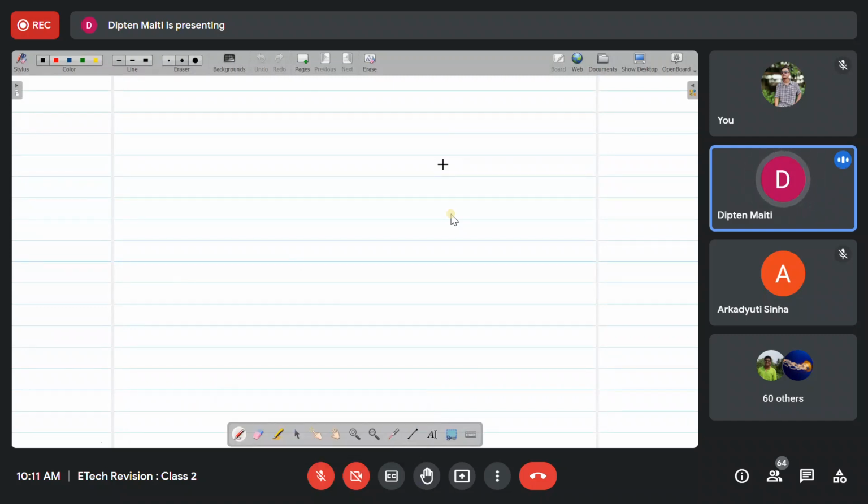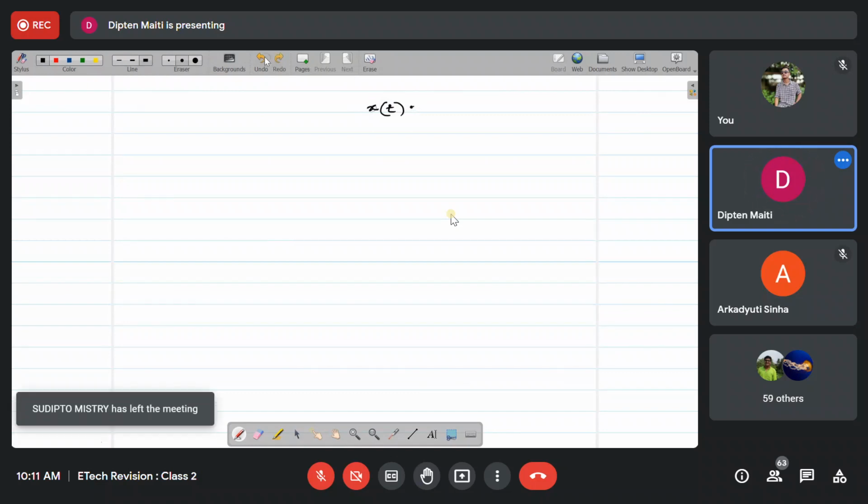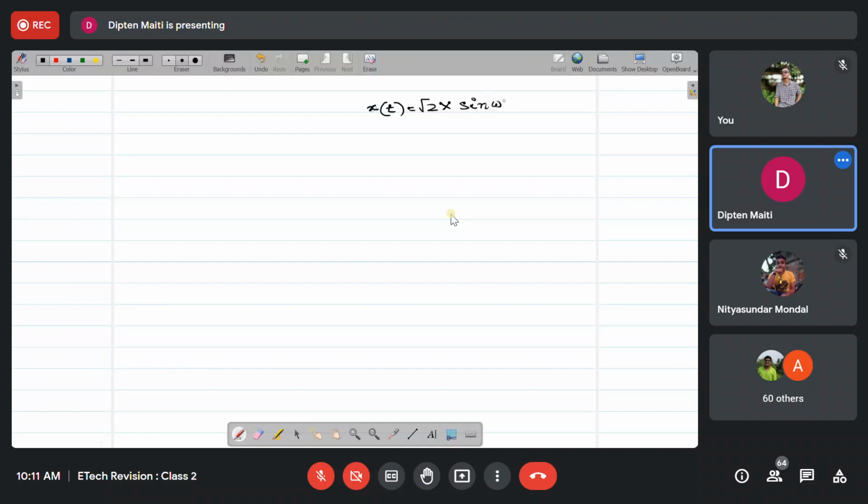In the last class, we discussed the representation of the AC parameters, voltage, current, or some other quantity of that type, which are time varying in nature, so that we can represent them by, let's say, some x(t) equals sine of omega t. Now the same thing can be cosine of omega t also.